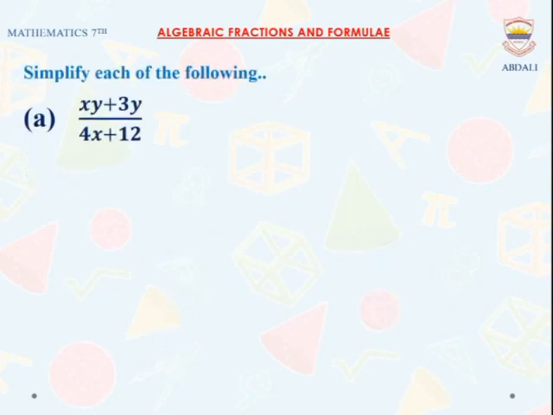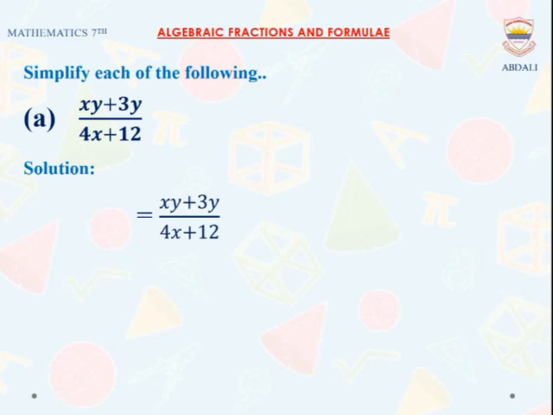Here is another example. xy plus 3y in the numerator and 4x plus 12 in the denominator. So let's start its solution. Firstly, we will rewrite our question as it is, and now when we think about it, we can see that in the numerator we have two terms. One is xy and one is plus 3y. So when we think about it, we can see that in both terms y is a common value. So we can take it common in this question.